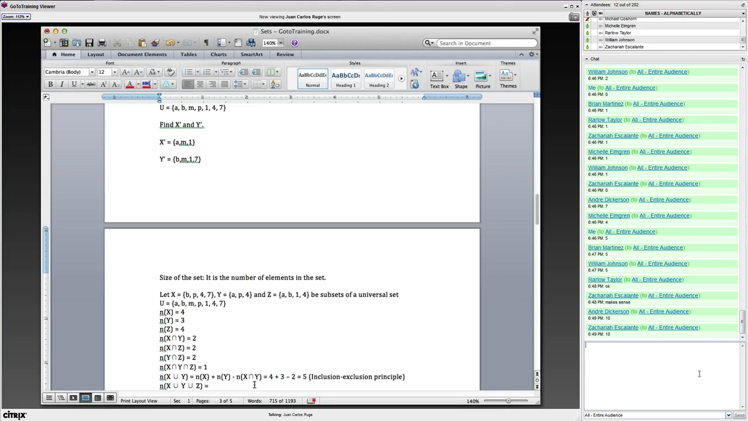Andre and Zach, be careful. Check the universal set. How many elements does the universal set have? Seven. So you cannot have more elements than the number of elements in the universe.